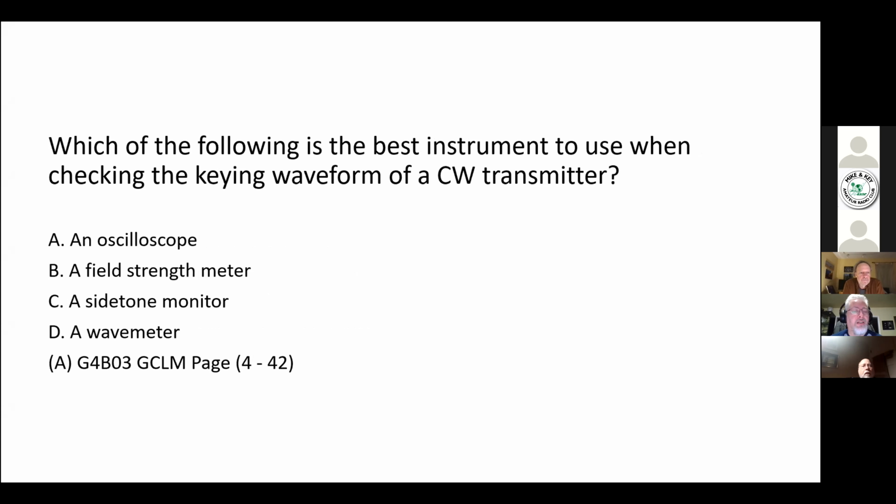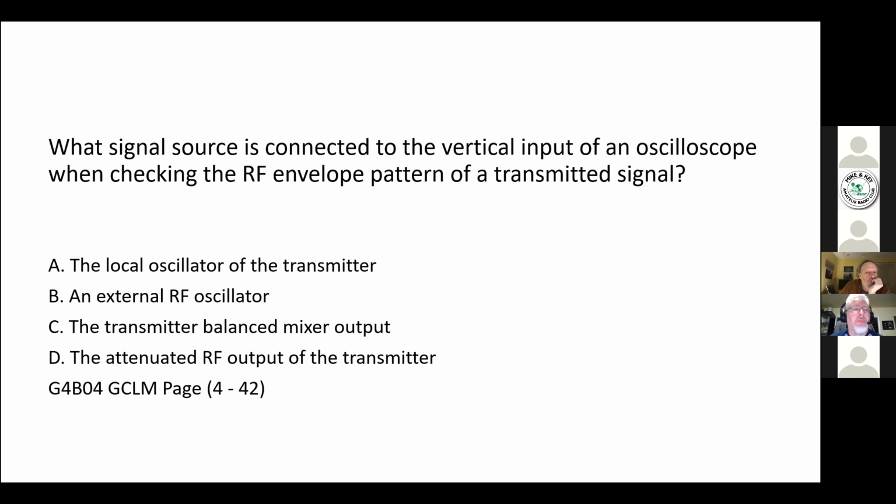This is related to the last question. When you're looking at the complex waveform, if you get a spike at the beginning of your square wave on the CW or a spike at the end, you're going to get a chirp sound on it. You can help eliminate that by adjusting it while you're watching it on the oscilloscope.